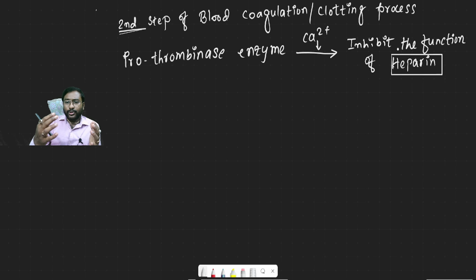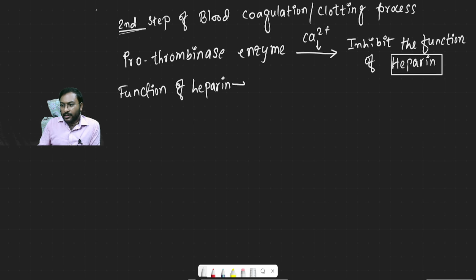So the end product of the first step, the prothrombinase enzyme, in the presence of Ca2+ ion, inhibits the functionality of heparin. Now the question arises: why should the functionality of heparin be inhibited or stopped during the blood coagulation or blood clotting process? Because we all know the function of heparin.